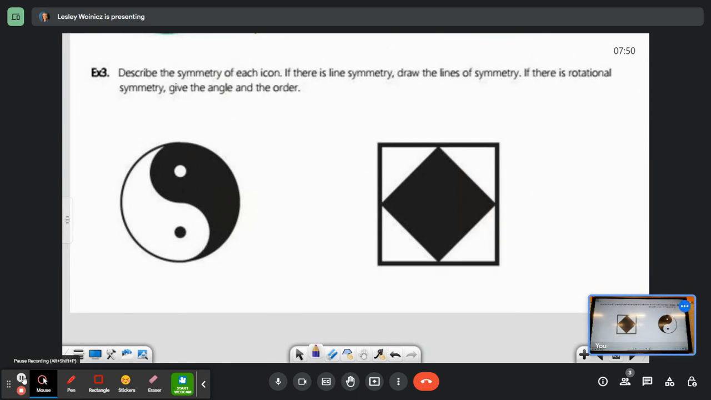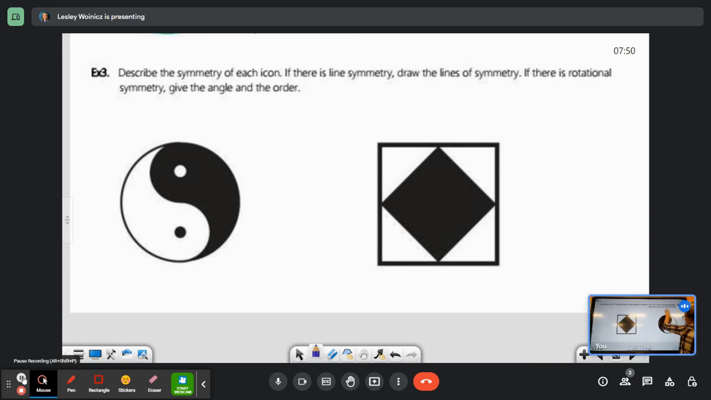All right, we have to describe the symmetry for each icon. So we're looking for line and/or rotational symmetry. If there is line symmetry, we have to draw them. And if there is rotational symmetry, we have to give the angle and the order.